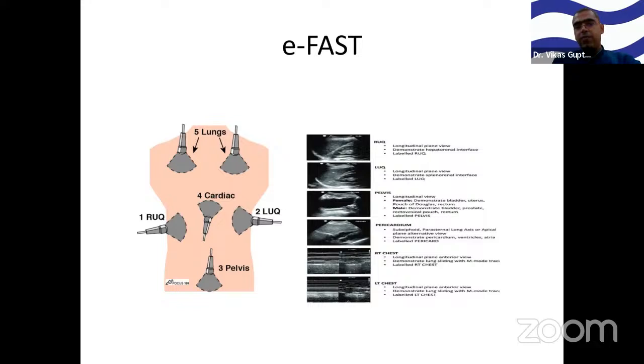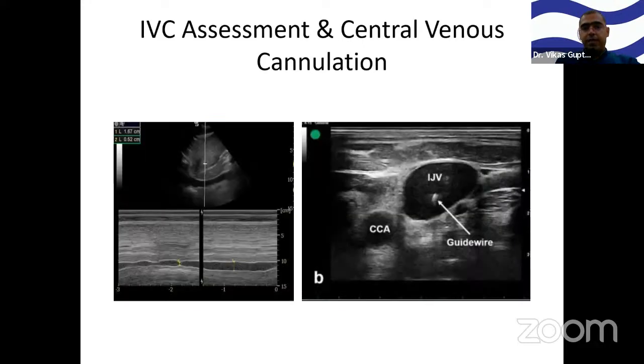So the FAST components are 4, and we have to extend it. For E-FAST, there are 2 points of lung scan also. We already discussed lung point, that is the barcode sign, seashore sign.